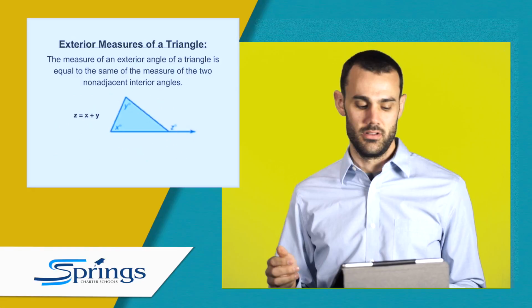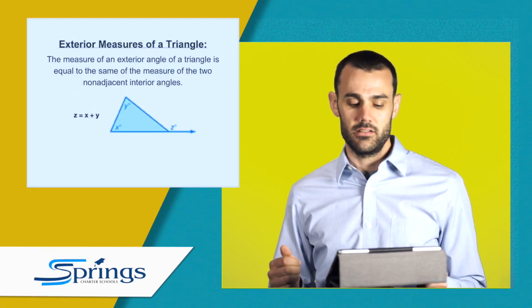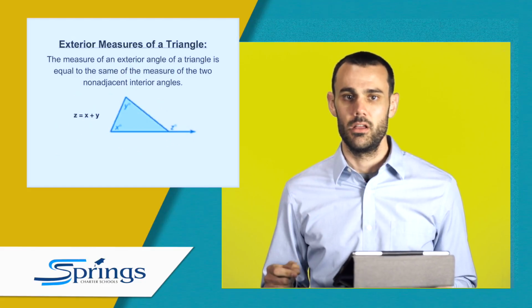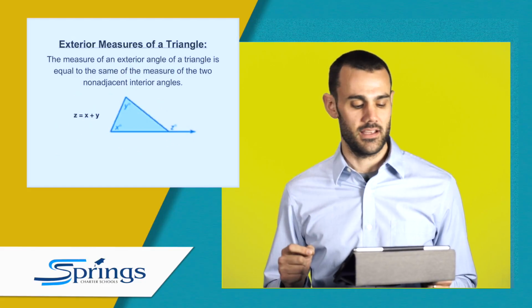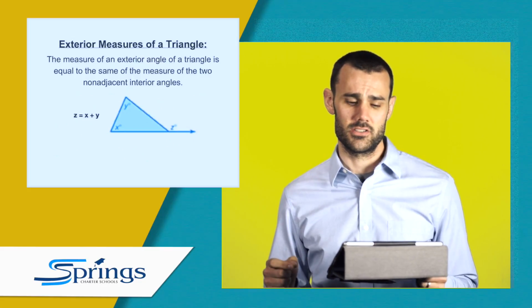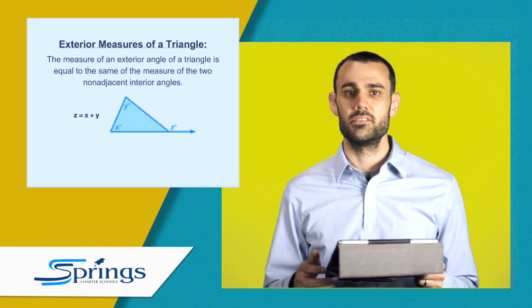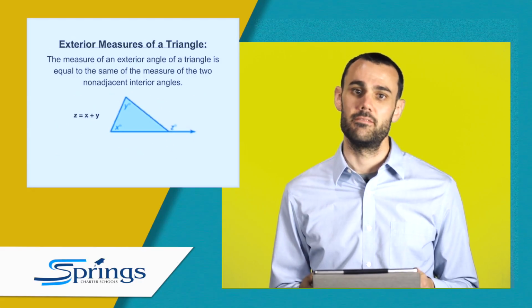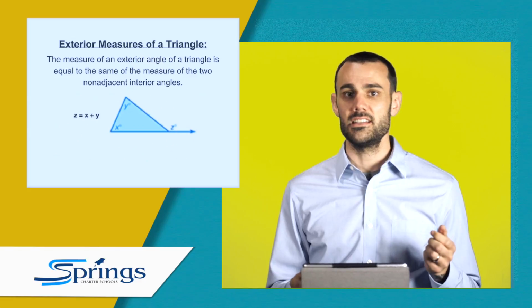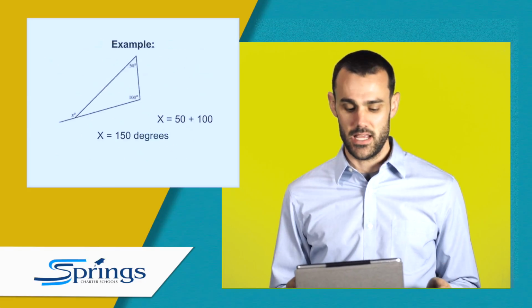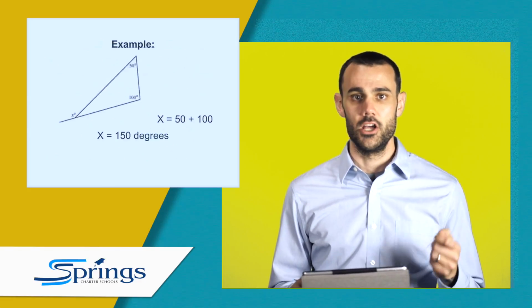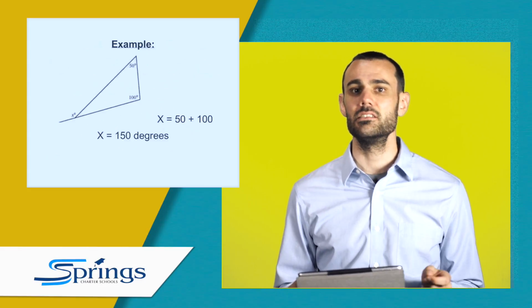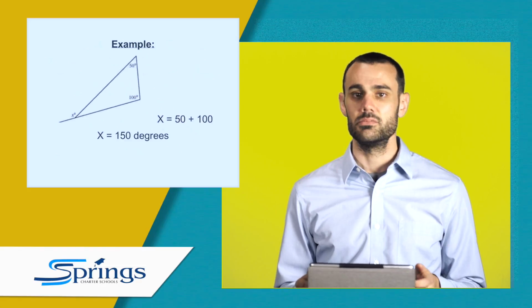So here's my example. I have a 50-degree angle and a 100-degree angle, and both of those are interior angles of our triangle. But we're not trying to solve for the other missing interior angle of our triangle. We're actually looking to solve for the degree measurement of the exterior angle of this triangle, which is represented by the variable x. So we just need to add the two together to find that angle. So 50 plus 100 makes 150 degrees. So we can say that x, or the degree measurement of the exterior angle of this triangle, is equal to 150 degrees.